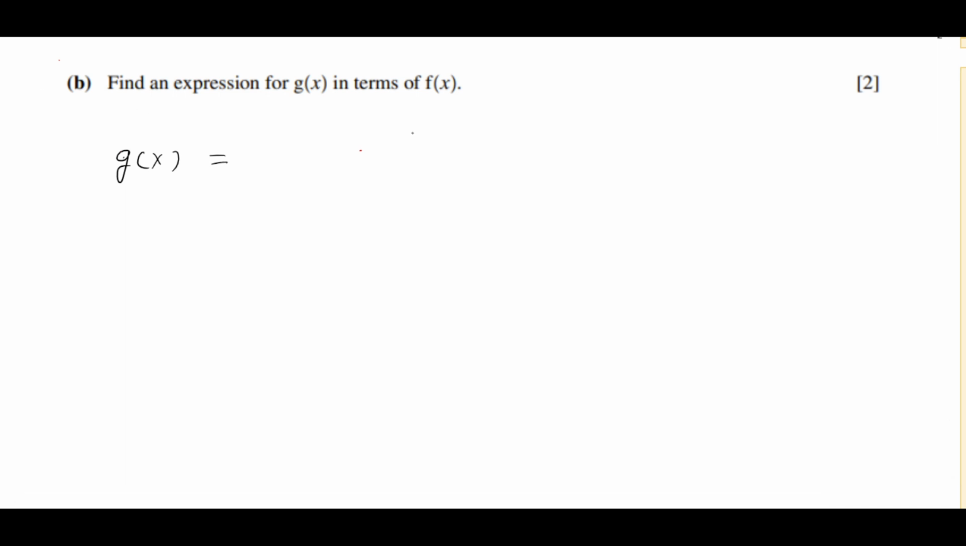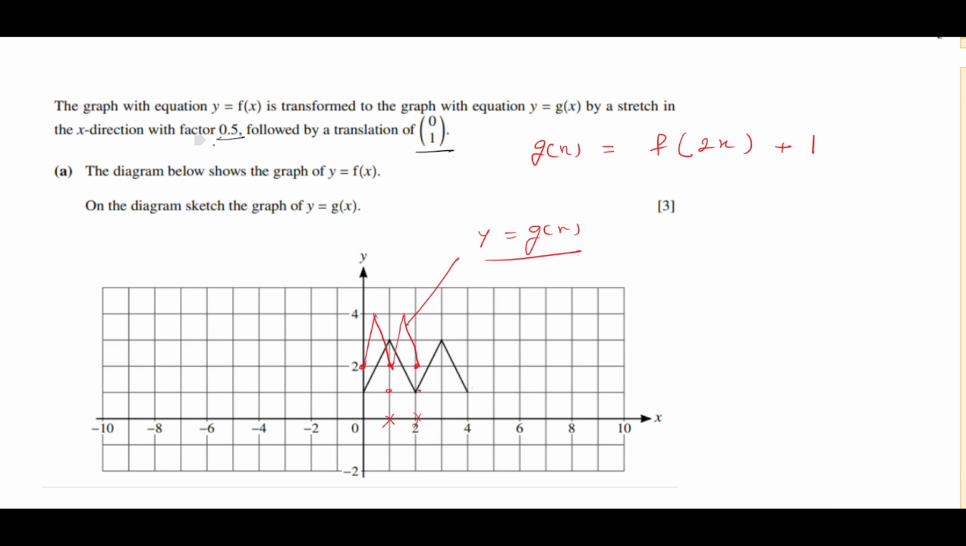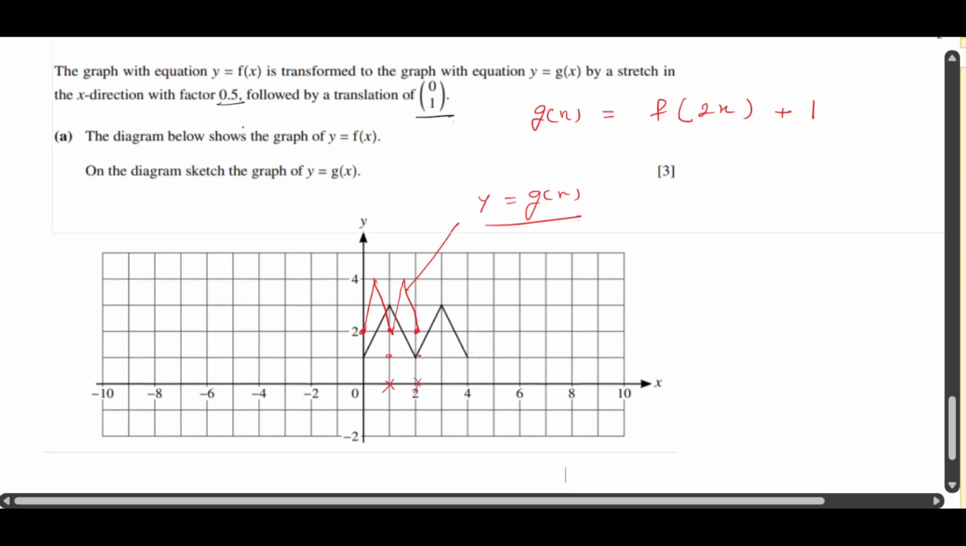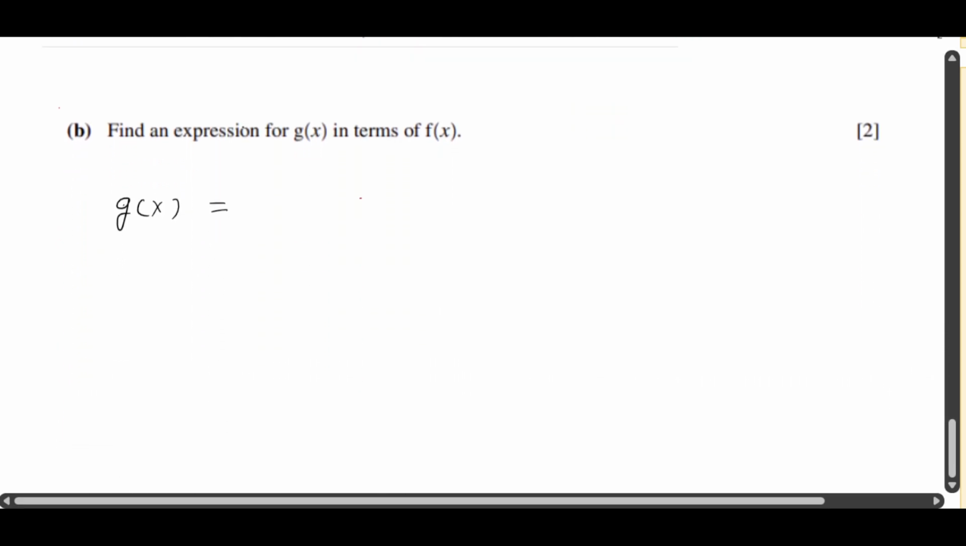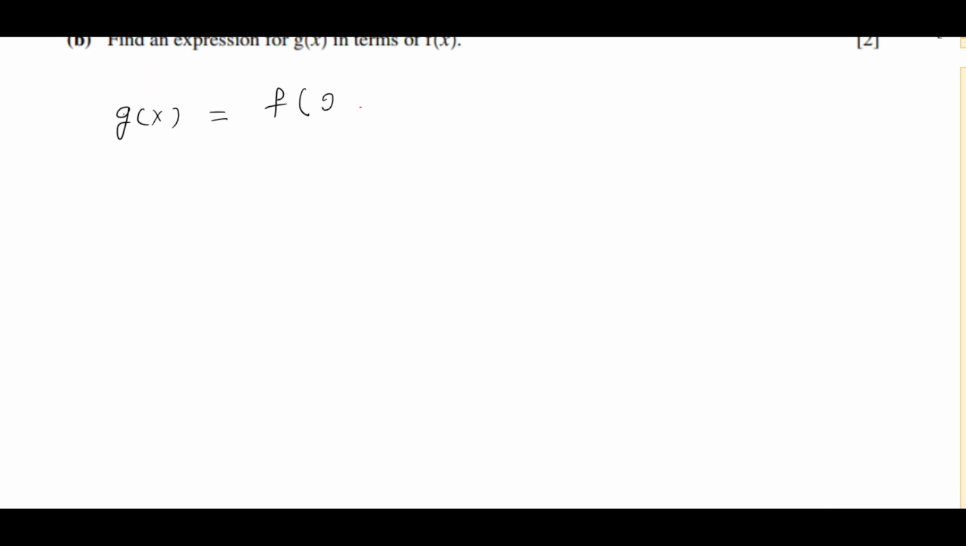Here the question was a translation of (0, 1) and a stretch in the horizontal direction by a factor of 0.5. So stretch in the x direction by a factor of 0.5, here I will say f(2x). Okay, and then there is a vertical translation by 1 unit, so I will say f(2x) + 1. That will be your answer.